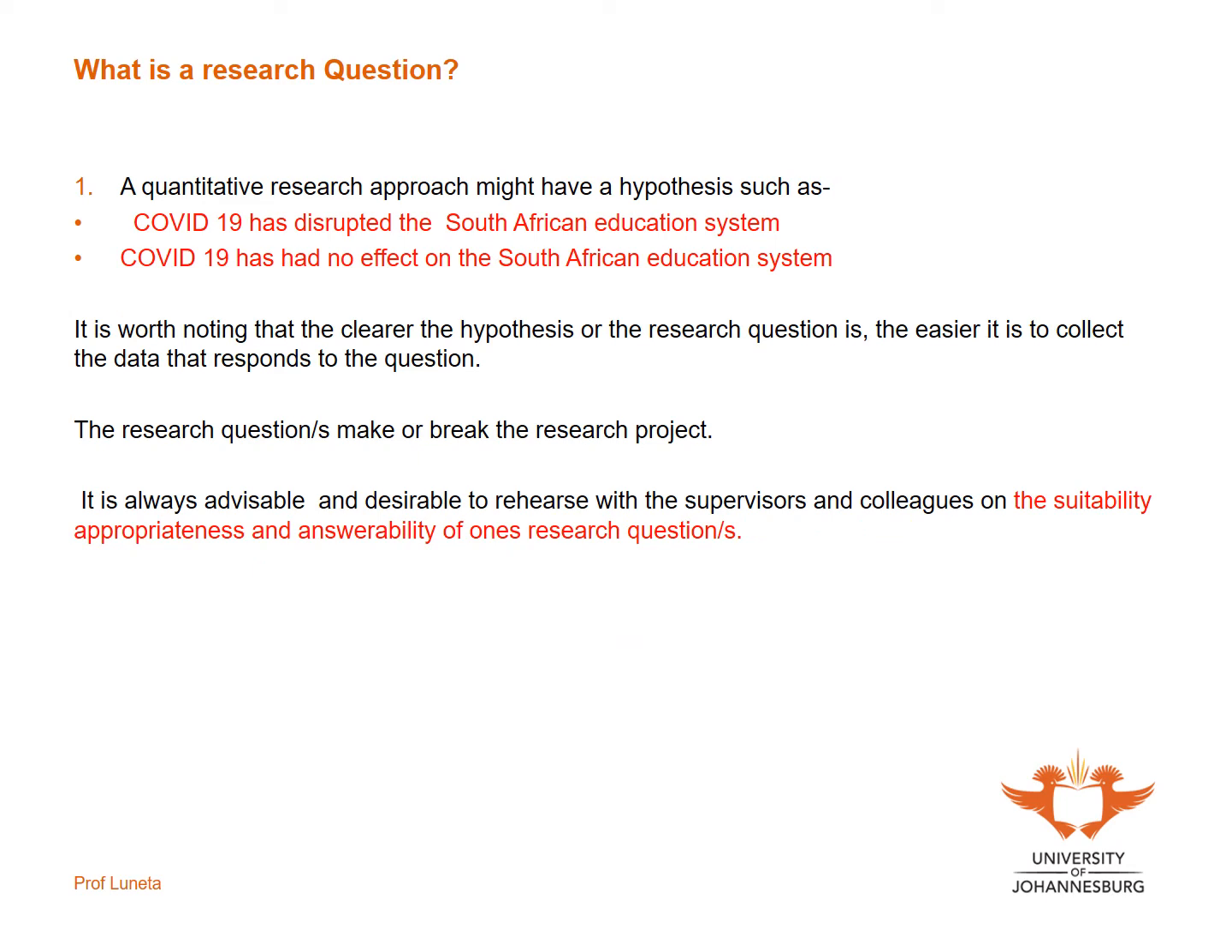Okay, let's move on then. We are still looking at what is a research question. So we have said in a quantitative research approach, we might have a hypothesis such as COVID-19 has disrupted the South African education system, or COVID-19 has had no effect on the South African education system. So these are two ways in which you can provide the hypothesis.